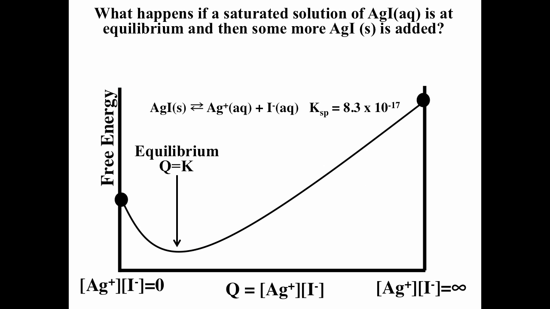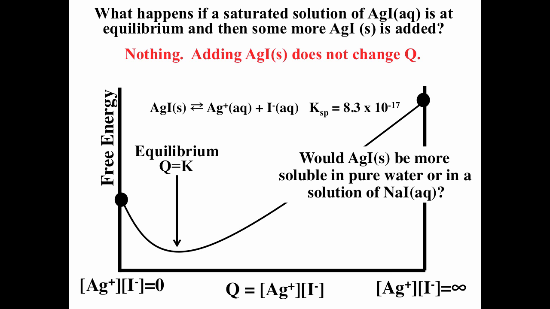And so we could ask another question: what happens if a saturated solution of silver iodide, again, saturated means that we're at that minimum, is at equilibrium, and then some more silver iodide solid is added? Well, remember, the system will only respond if Q no longer equals K. If we're at equilibrium and then we add some more silver iodide solid, the solid is not in our Q expression. Q is equal to the silver ion concentration times the iodide concentration. And so adding more silver iodide solid does not change anything.